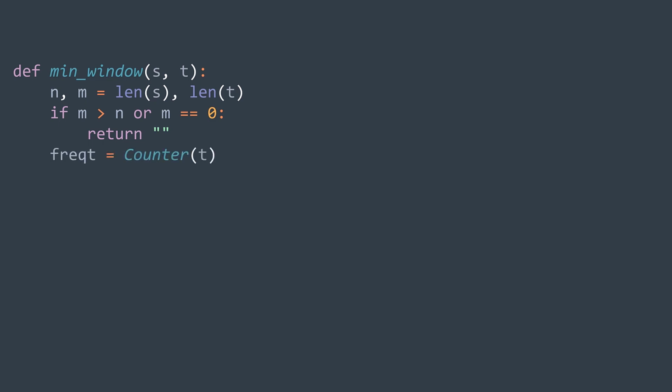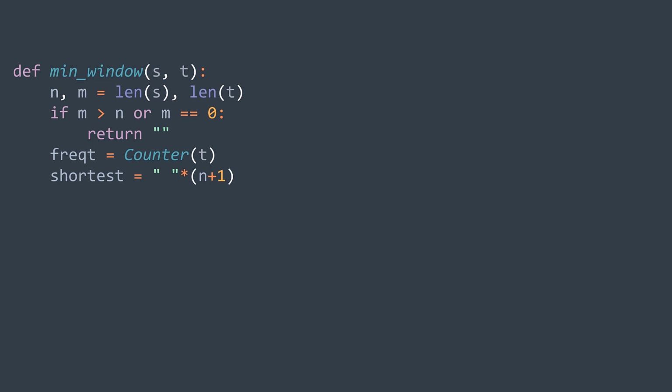Else, we first create a counter for t, to know the frequency of each character in it. Let's name it frec_t. We also need the string shortest that represents the shortest valid substring that we found until now. It initially has n plus 1 characters to be sure that it gets updated as soon as we find a valid substring.